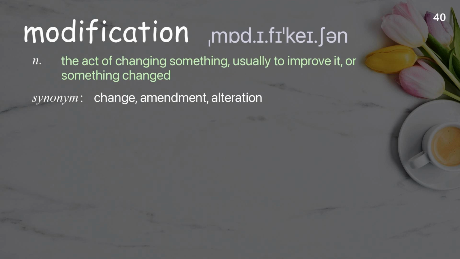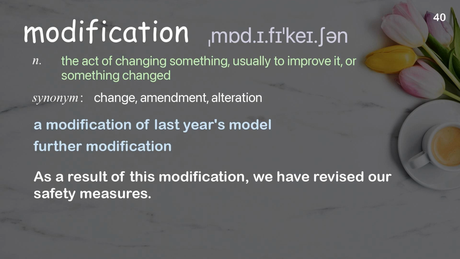Modification: the act of changing something, usually to improve it, or something changed. Examples: a modification of last year's model. Further modification. As a result of this modification, we have revised our safety measures.